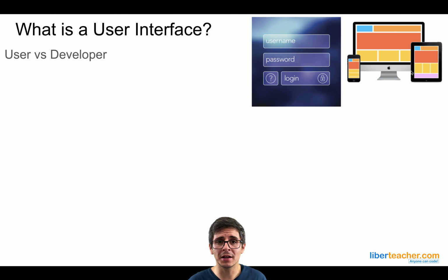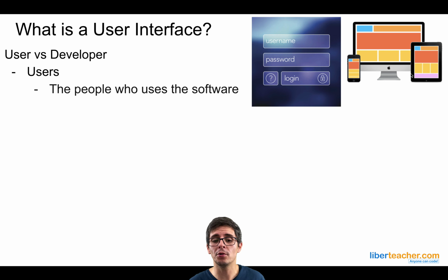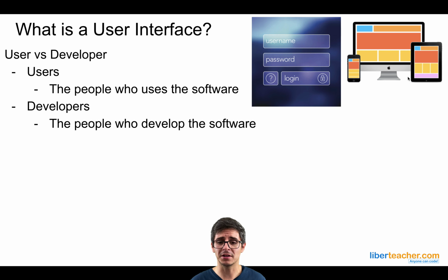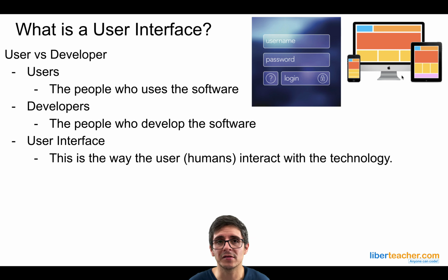Well, in programming, there are two groups of people. There are users and developers. The users are the people who actually use the software, and the developers are the people who actually develop the software. So what's the user interface? The user interface is the way the user interacts with the technology.